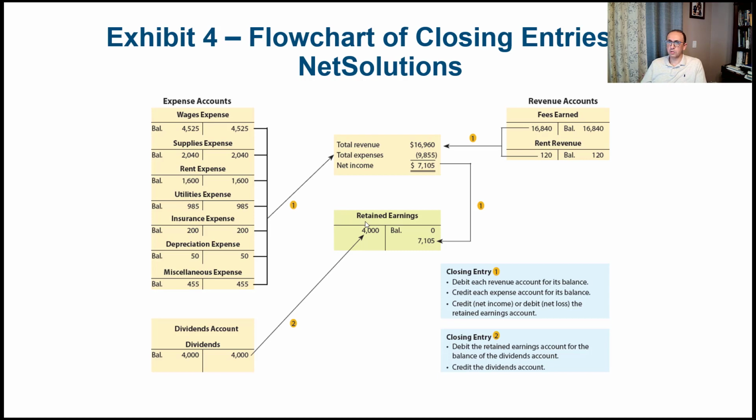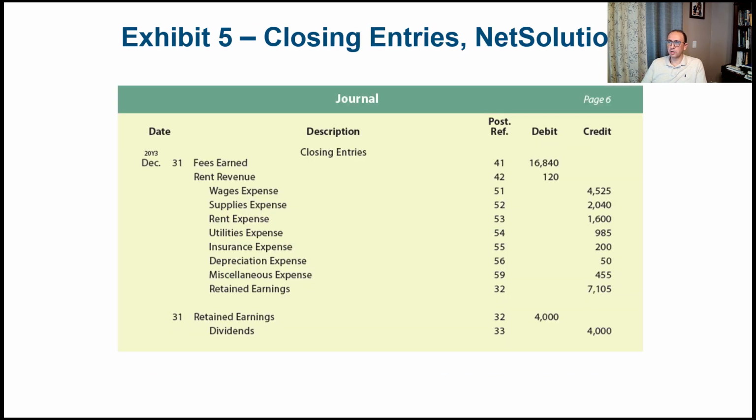How we do that in the journal, that's what we're going to see here. On December 31st, we record the closing entries by debiting the revenues, crediting the expenses, and then plugging in the value of the difference in the retained earnings account. And then the second journal entry, again on December 31st, we credit dividends and we debit retained earnings. And that's the journal entry to close the dividends. Once we have this journal entry recorded in the journal, the next step is to post it to the ledger.